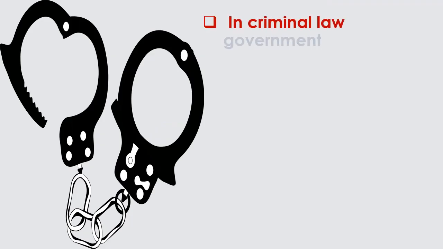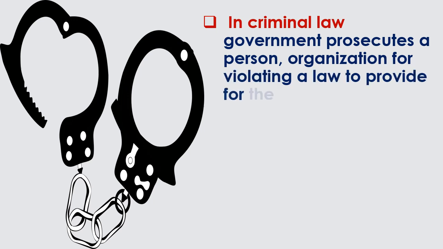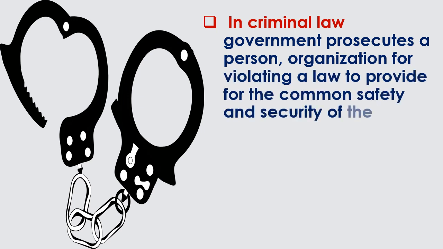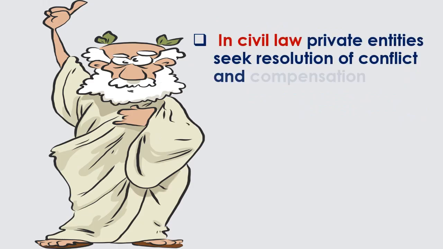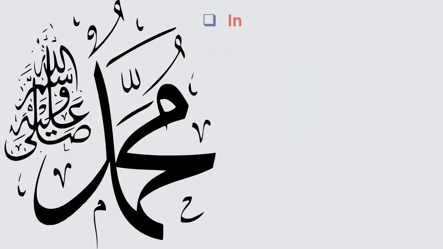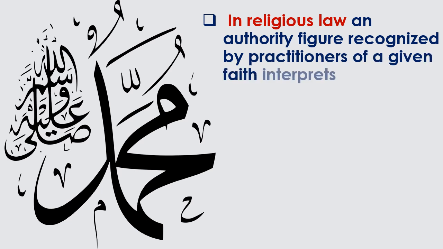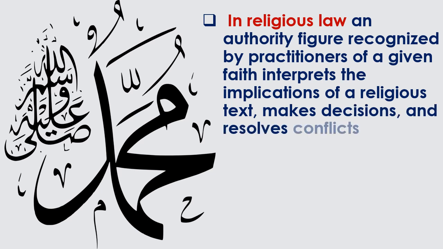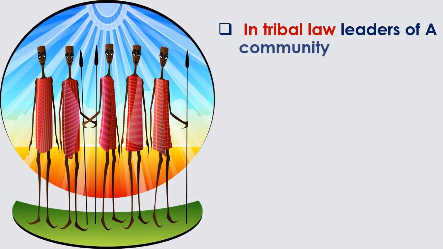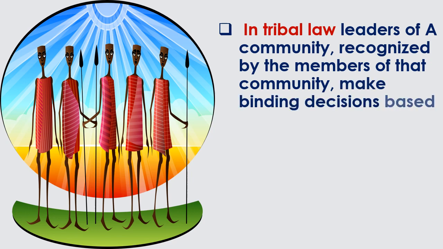In criminal law, government prosecutes a person or organization for violating a law to provide for the common safety and security of the public. In civil law, private entities seek resolution of conflict and compensation for losses. In religious law, an authority figure recognized by practitioners of a given faith interprets the implications of a religious text, makes decisions, and resolves conflicts based on this interpretation. In tribal law, leaders of a community, recognized by the members of that community, make binding decisions based on their wisdom and authority.